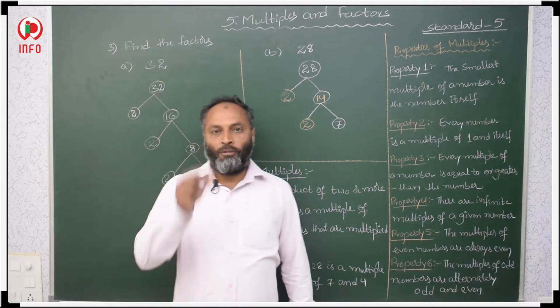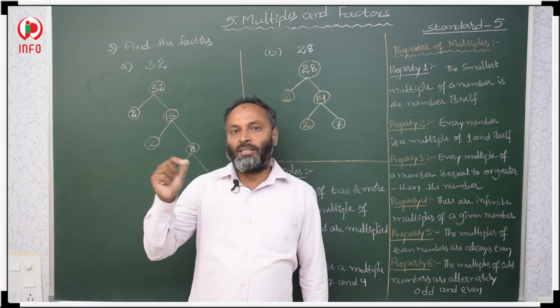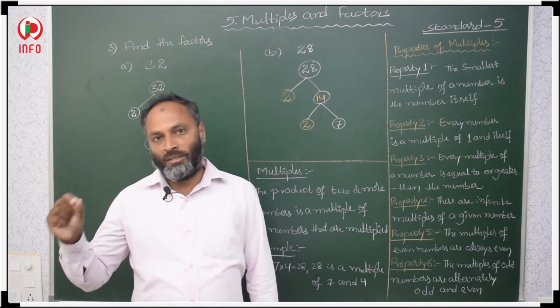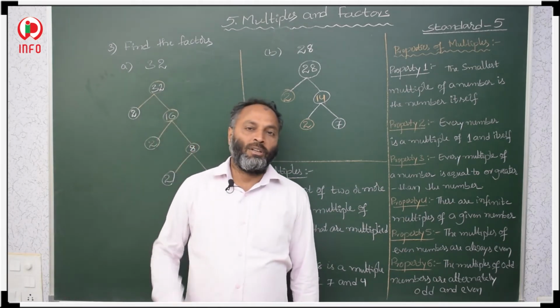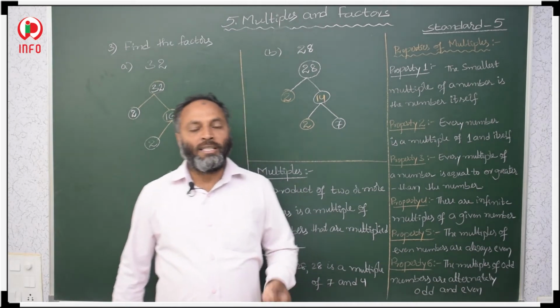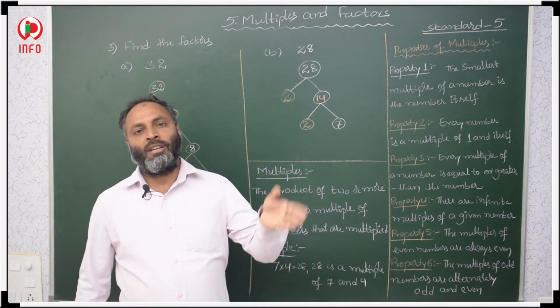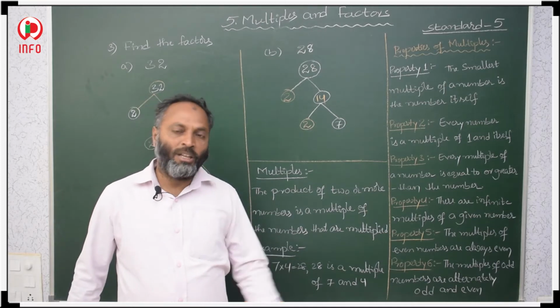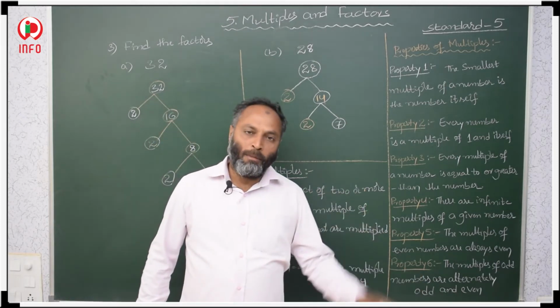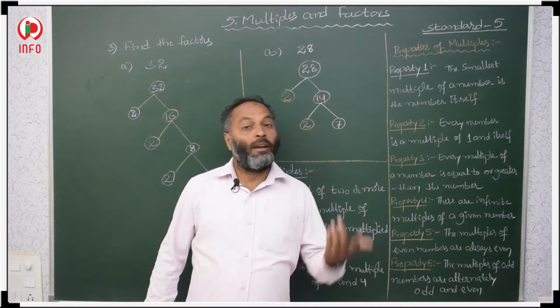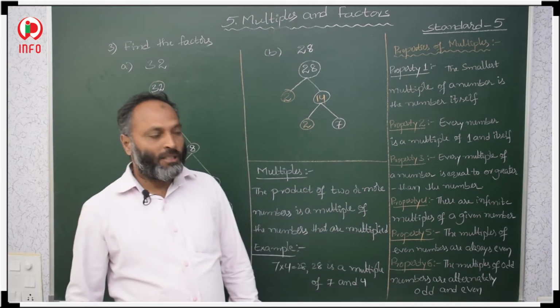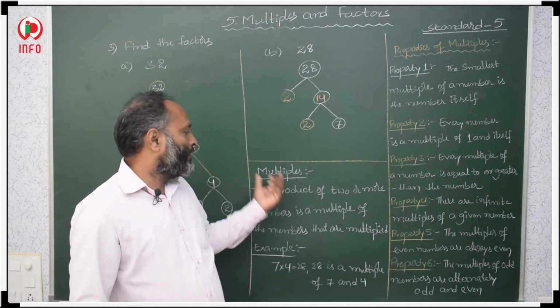Multiples means whatever numbers come in the table of a number, all those numbers are called multiples of that number. Like 5: 5, 10, 15, 20, 25, these are all multiples of 5. How many multiples are there? Infinite multiples.